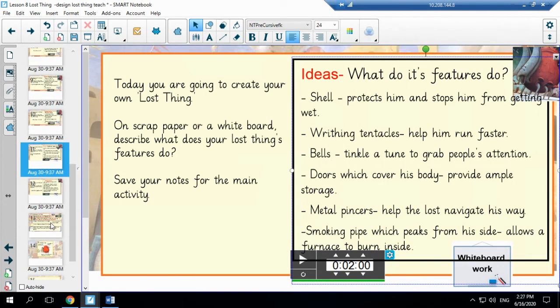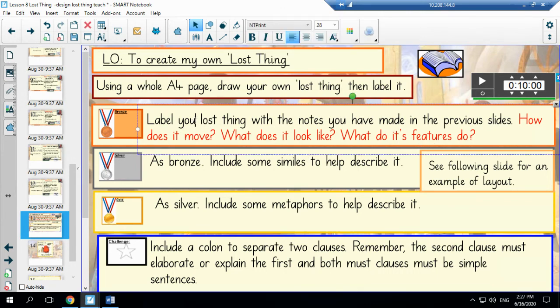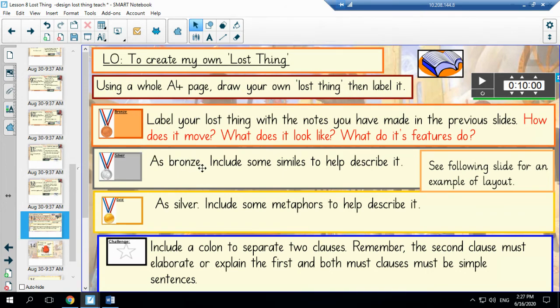So we've got all of our ideas now. So here is the main activity that we're going to do. So using a whole A4 page, draw your own lost thing, then label it. So for bronze, label your lost thing with the notes you have made in the previous slide. So how does it move, what does it look like, and what do its features do? For silver, as bronze, but include some similes to help describe it. And for gold, as silver, and include some metaphors to help describe it as well. There's also a challenge that you can read through in your own time.